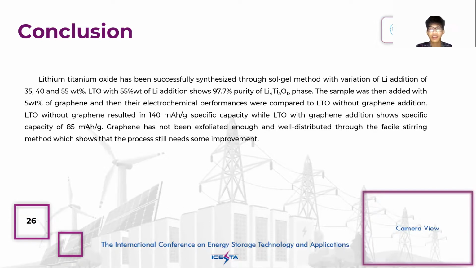The sample was then added with 5 weight% of graphene, and then their electrochemical performances were compared to LTO without graphene addition. LTO without graphene resulted in 140 mAh per g specific capacity, while LTO with graphene addition shows a specific capacity of 85 mAh per g. Graphene has not been exfoliated enough and well distributed enough through the facile stirring method that has not been done before, which shows that the process still needs some improvements.